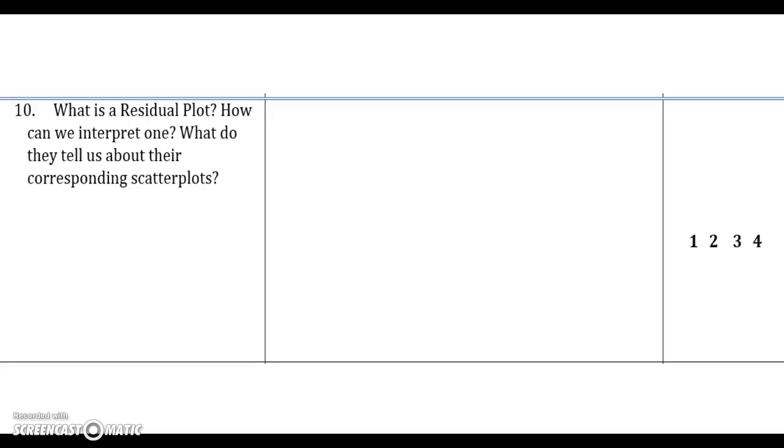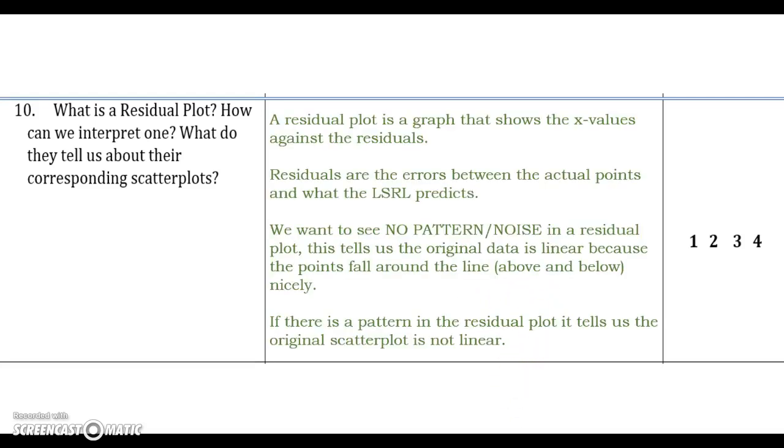The other question I want to answer is question 10. That's about what you looked at yesterday in a residual plot. So a residual plot is a graph that shows the x values, most often it's the x values, against the residuals. Residuals are the errors between the actual points and what the LSRL predicts. So it is that difference between the physical point and the line. So to calculate a residual, it's actual minus predicted.